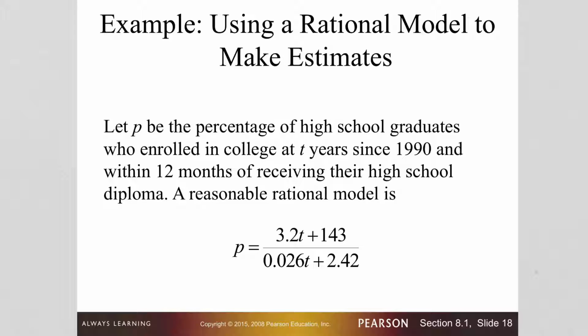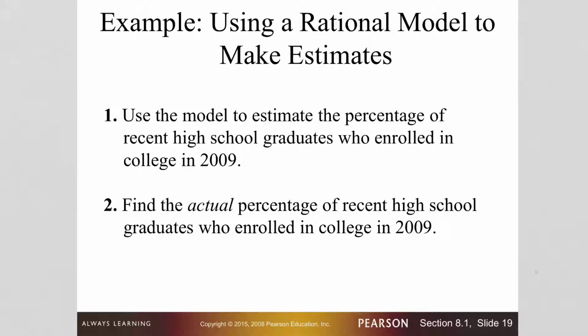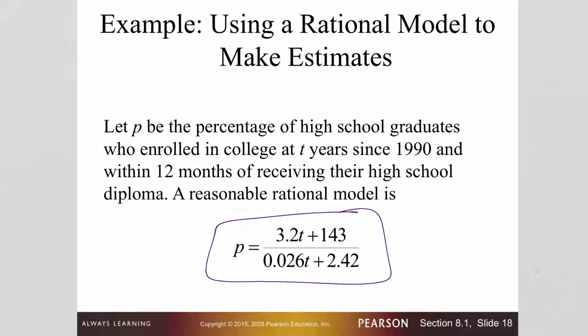All right, so it says here, let P be the percentage of high school graduates who enrolled in college at T years since 1990 and within 12 months of receiving their high school diploma. A reasonable, rational model is, now notice, they came up with this for us. We didn't do this on our own. So, now on the next page, they're wanting us to use that model to estimate the percentage of recent high school graduates who enrolled in college in 2009.